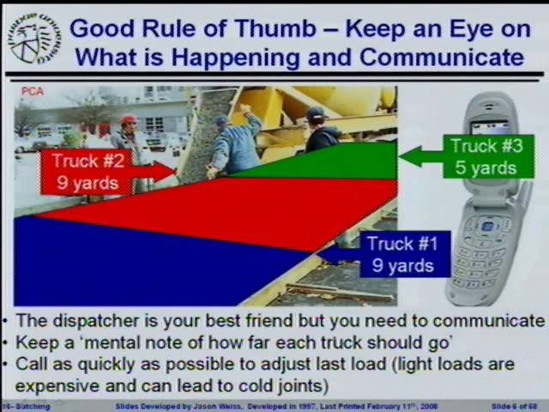rectangular areas. But the basic idea is the first truck you may have 9 yards, second truck you may have 9 yards, which would leave 5 yards on the last truck. But sometimes we can start to take advantage of the fact that the cell phone is our newest best friend. You can be calling back into the dispatcher, so you should have an idea of how far each truck is going to be able to go and make sure that you're meeting the yield that you're expecting to have. So again, the dispatcher is going to be your best friend, but you need to communicate.